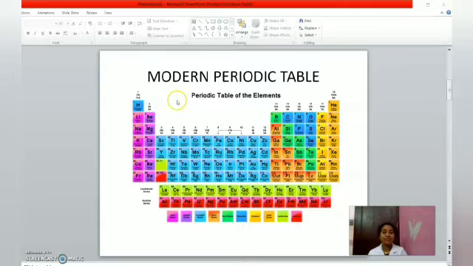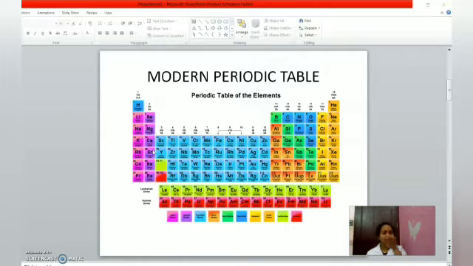So let's see the features of the modern periodic table. Elements are arranged in increasing order of atomic number. Here you can see some columns and some rows. These vertical columns are known as groups. Can you find out how many groups there are in the periodic table? There are 18 groups in the periodic table.